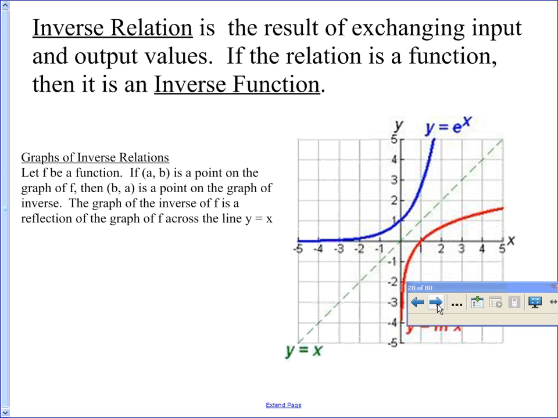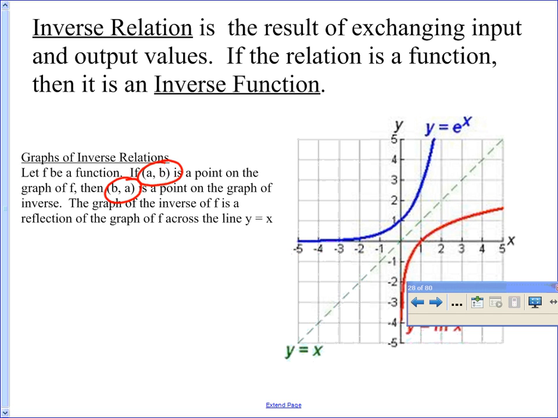So when we talk about graphs of inverse relations, let's suppose we have the two graphs that I have here in this picture. You've got the blue graph and then you've got the red graph. Those two are inverse relations, and actually they're inverse functions. And the way you know that they are inverses is because if (a, b) is on the graph of one, then (b, a) is on the graph of the other.